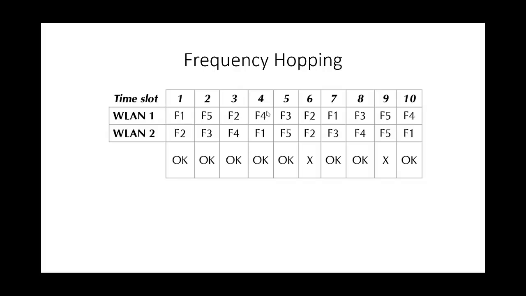If there is interference from another source, say a microwave oven, at a particular frequency, then only the data transmitted at that frequency will be affected. And it is likely that when that data is retransmitted, it will be sent at a different frequency.